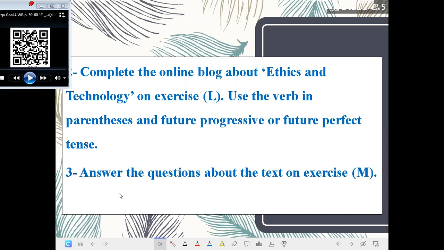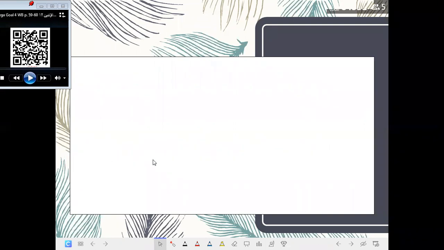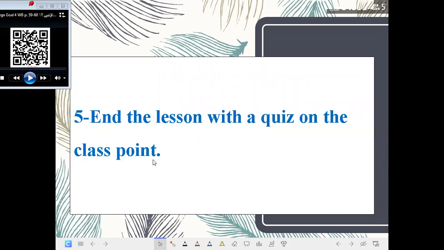Number 3, answer the questions about the text on exercise M. Number 4, complete the conversation on exercise N using the correct form of used to, be used to, was, were, going to. The last part of the lesson is ending the lesson with a quiz on the class point.